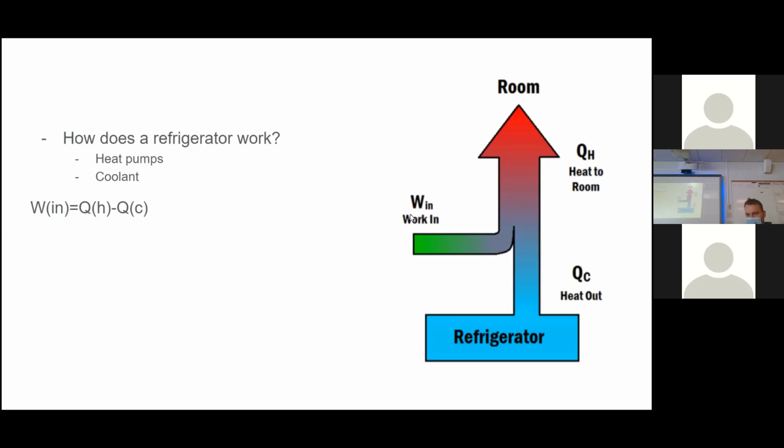And heat flows from the coolant and into the room, which makes the coolant lose heat, and that's represented by QH. And then after that, the coolant expands, and it gets cooler than the temperature inside the refrigerator. And then the heat flows from the fridge to the coolant, which cools down the fridge, and that's represented by QC. And the equation to represent that is W in equals QH minus QC.